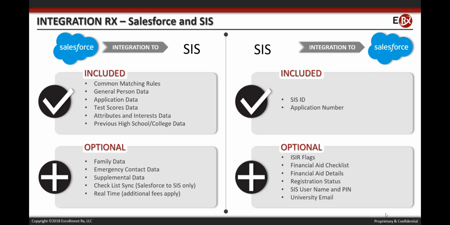What we see on the top of the chart is what is included in a standard integration, where key data from Salesforce is brought into your SIS, and important identification data points are returned back. Optional data can be included in integration services, such as family data and registration status, depending on your needs.